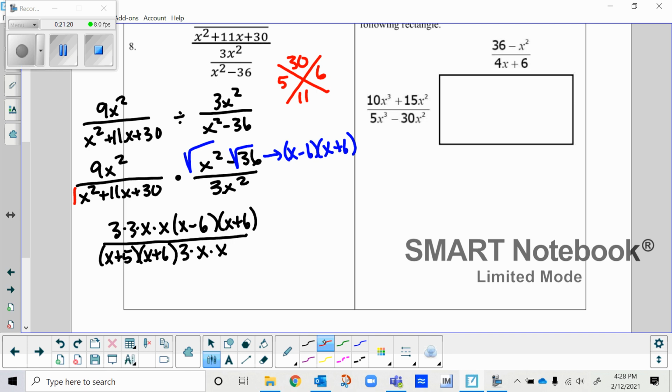And now we just cancel everything that's the same on top and bottom. I see a pair of 3's. 2 x's can cancel with each other. And then there's x plus 6, x plus 6. So that leaves me 3 times x minus 6 on top and x plus 5 on the bottom.